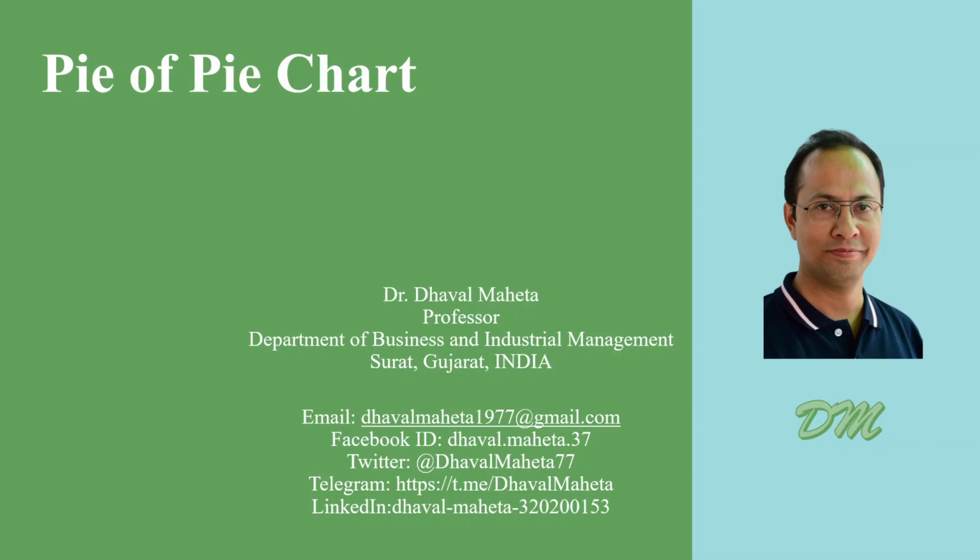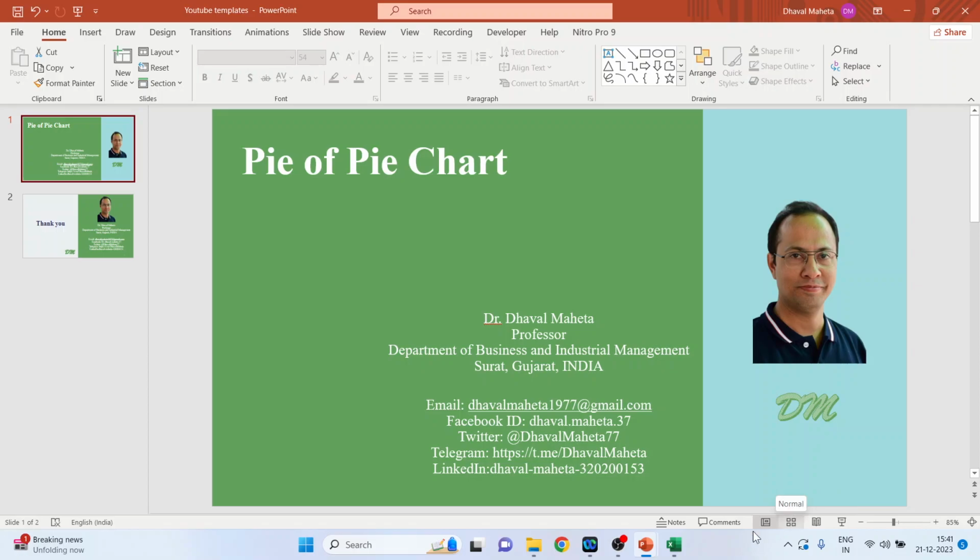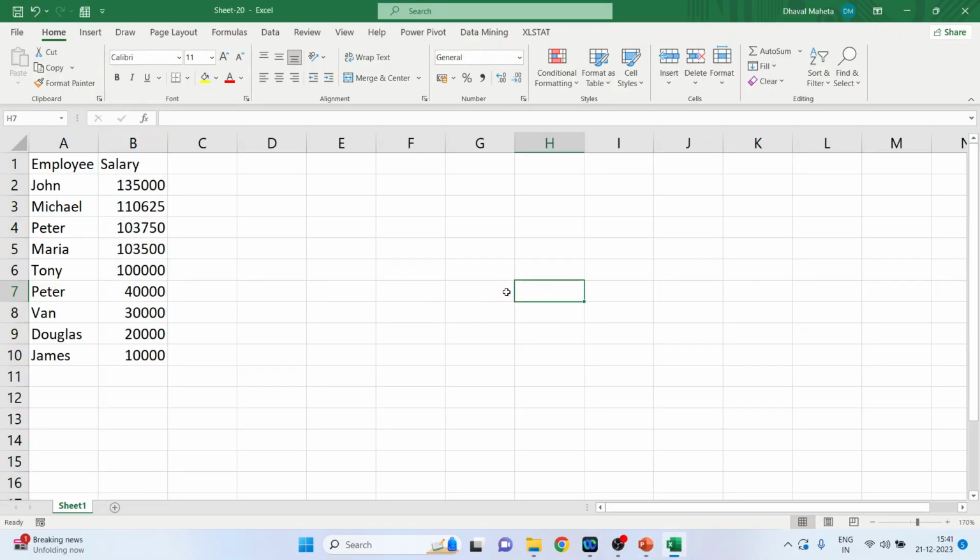This is Dr. Dhaval Maheta, and today we'll understand pie of pie chart in Excel. So for this, we'll go into the Excel workbook. In this data set, in the first column, we have the name of the employee. In the second, their respective salary.